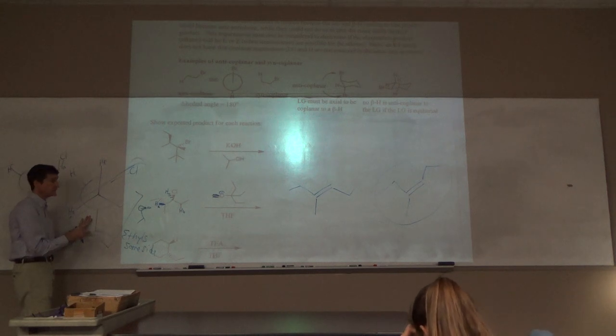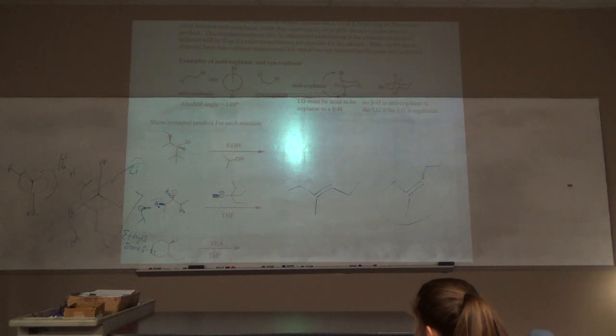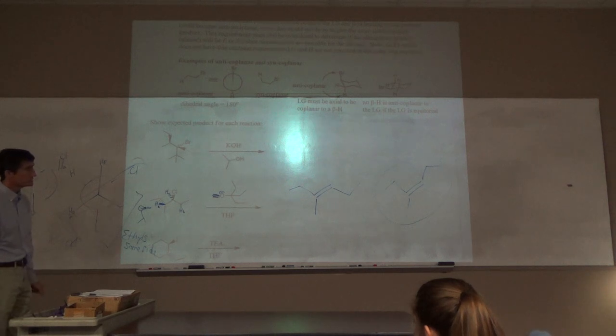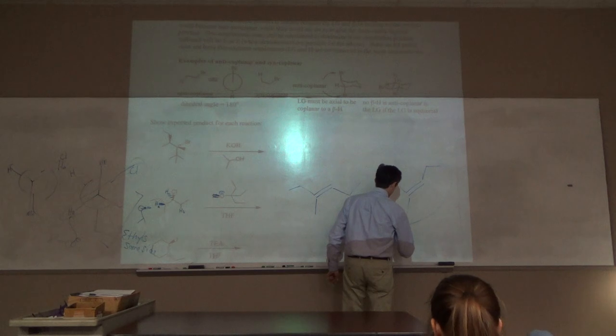But the best transition state is from this one. We're talking about the transition state for this reaction. Okay, that's how you do these. So there's your Saytzeff product. Saytzeff, however you want to spell that.